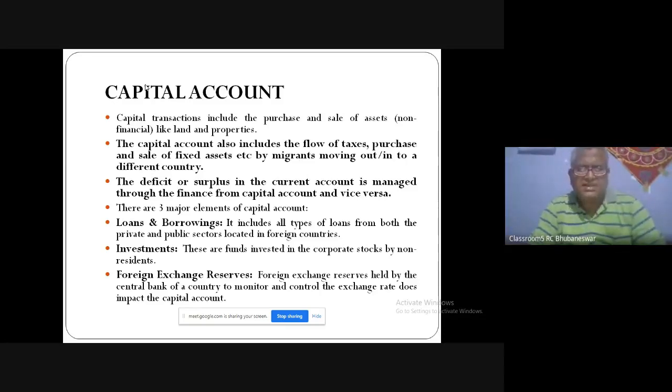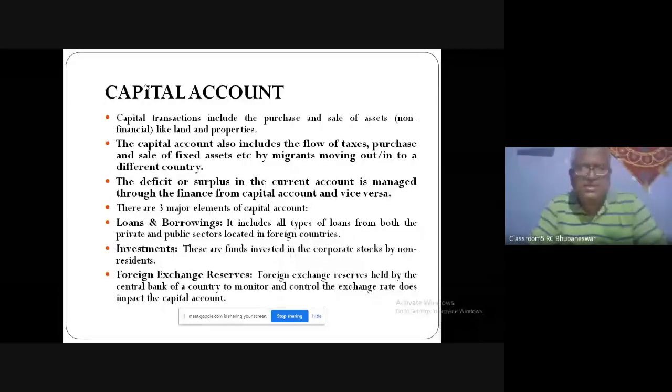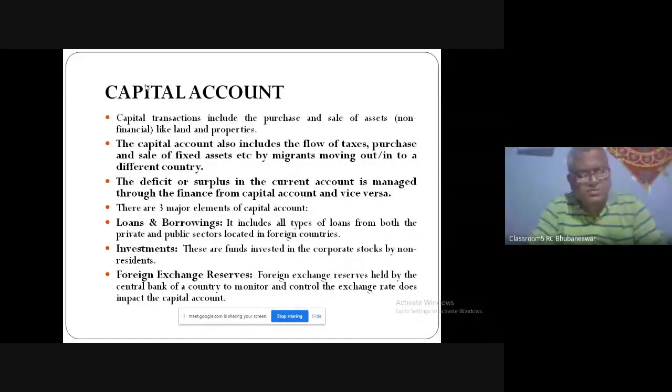Investments, loans and borrowings are some of the issues. Loans means loans from different sectors located in a foreign country, getting loans from private parties, and getting loans from public sector undertakings, public sector units. In this connection, the capital account can be maintained.